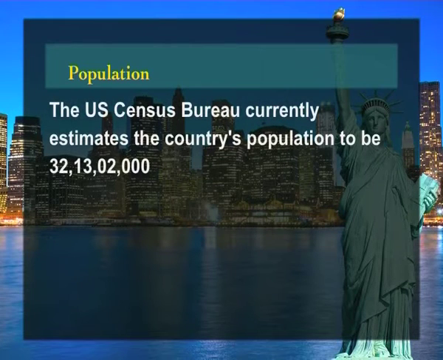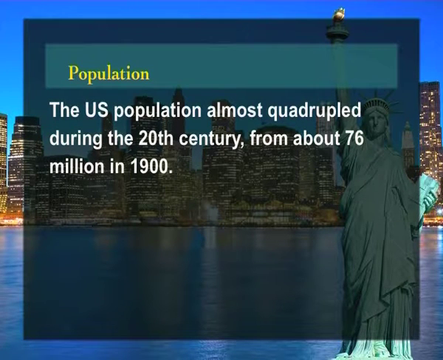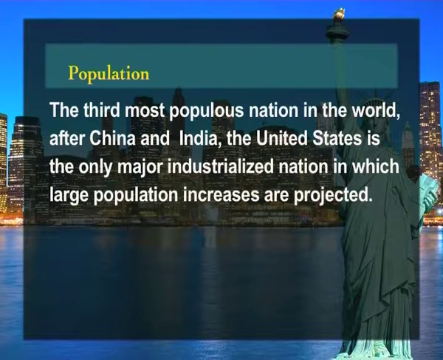Population. The US Census Bureau currently estimates the country's population to be 321.3 million. The US population almost quadrupled during the 20th century from about 76 million in 1900. The third most populous nation in the world after China and India, the United States is the only major industrialized nation in which large population increases are projected.